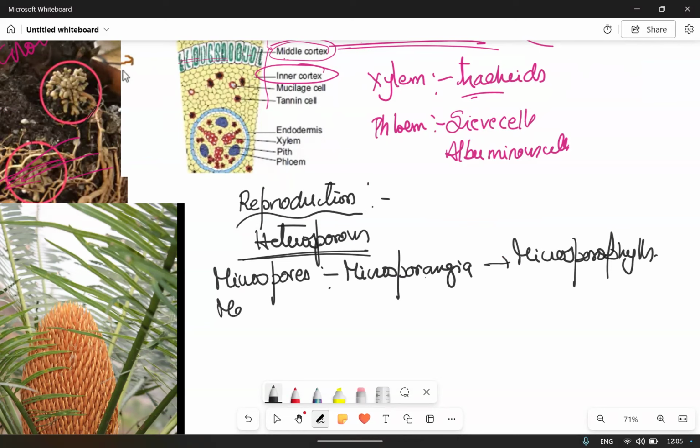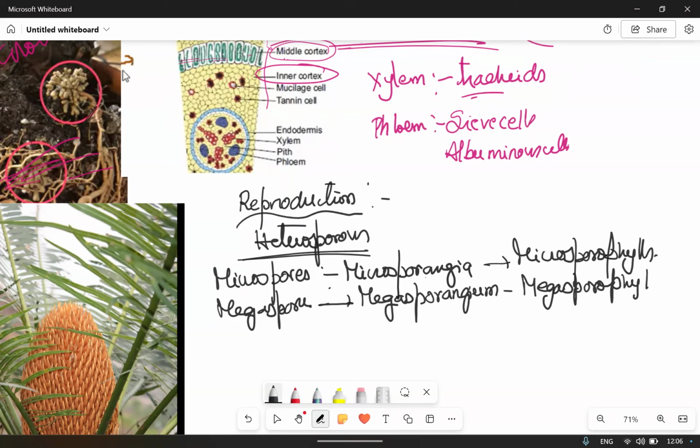And megaspores, another type of spores. Where are they produced? Inside the megasporangium. That is the ovule. The integumented megasporangium is the ovule. There we can see the megaspores. These megasporangia are present on the megasporophylls. What are these sporophylls?